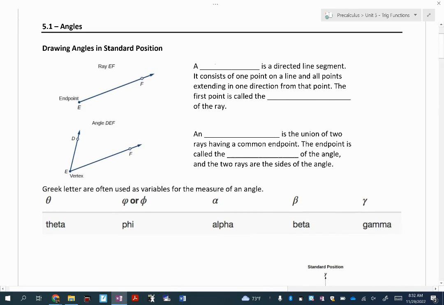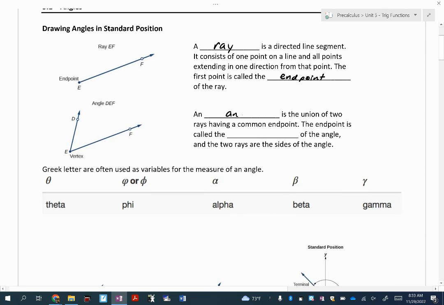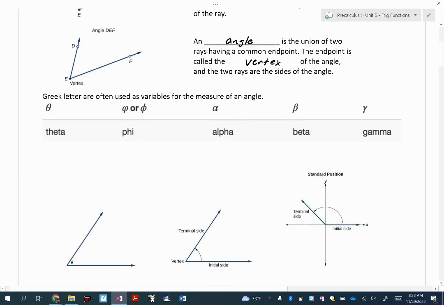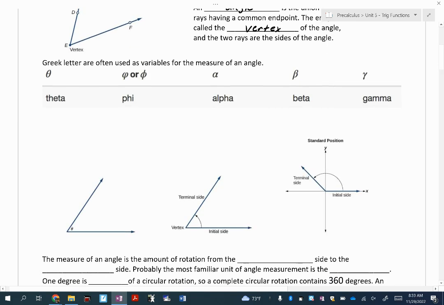So we have a ray, which is a directed line segment, as you can see with this image to the left. And that first point of the ray is always called the endpoint. Okay? And then we have an angle, which is what we care about in this lesson. It is the union of two rays having a common endpoint. And we call this common endpoint the vertex. Okay? Now, we have lots of different ways that we can denote that we're talking about an angle. The most common that we'll use are theta and alpha.